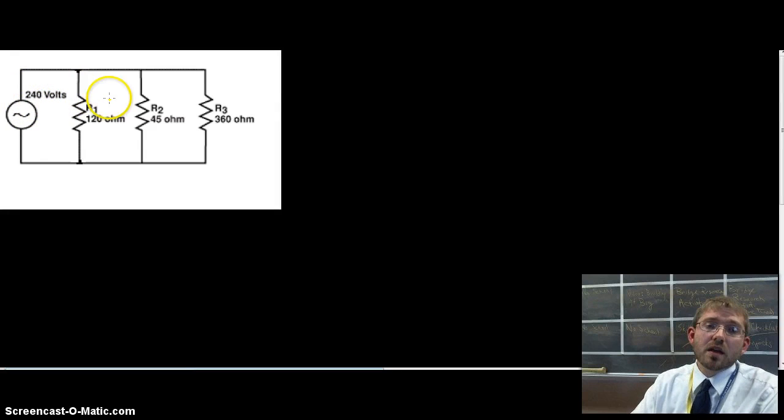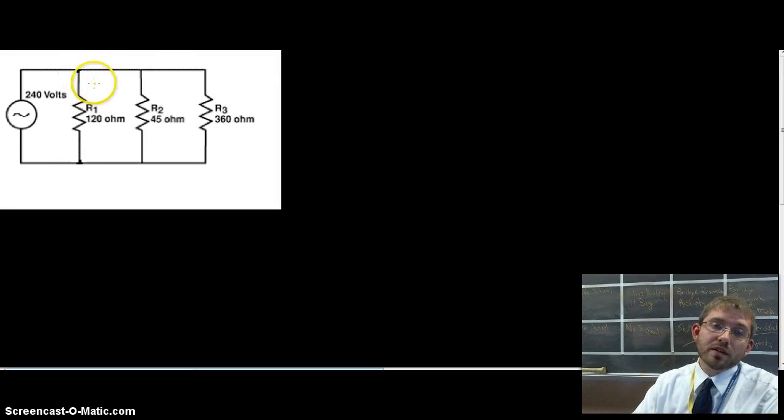That being said, the rule for a parallel circuit is that the voltage across each branch of a parallel circuit is the same. In a series circuit, the rule was that the current is the same throughout and the voltages add up. In this case, with a parallel circuit, the voltage across each of these branches, R1, R2, and R3, is 240 volts.